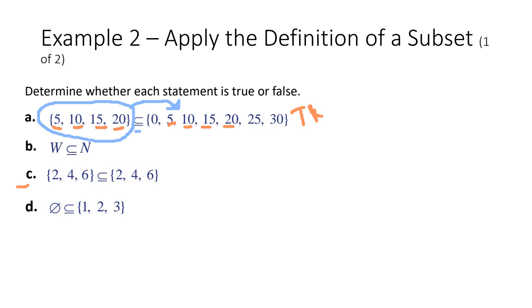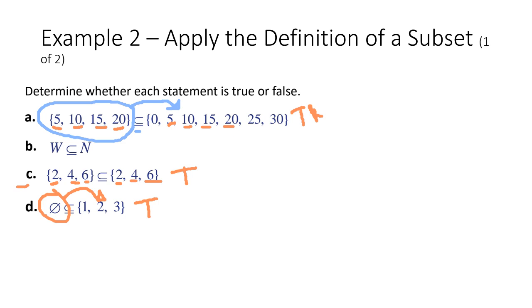So here, is everything in 2, 4, 6 a subset of 2, 4, 6? So is everything here inside of this set? And the answer is yes. So this is also going to be true. And then the last one is the empty set. Is the empty set inside of this set? And the answer is yes. So this is going to be true. So remember that the empty set is going to be inside of all sets. So then this is going to be true.